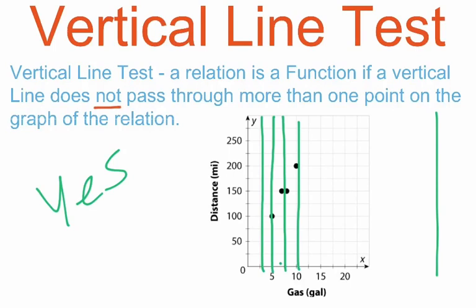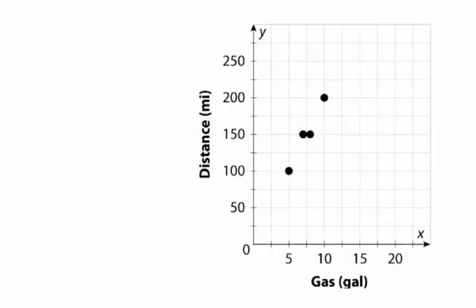Now, if I ran a line through here and it hit more than one dot, so let's say I had a dot also right here on this line, and that green line hit two, like I ran one line and hit two, then that would say no, it's not a function. So this is how a vertical line test works, okay? If it only passes through one dot, then yes, it is a function.